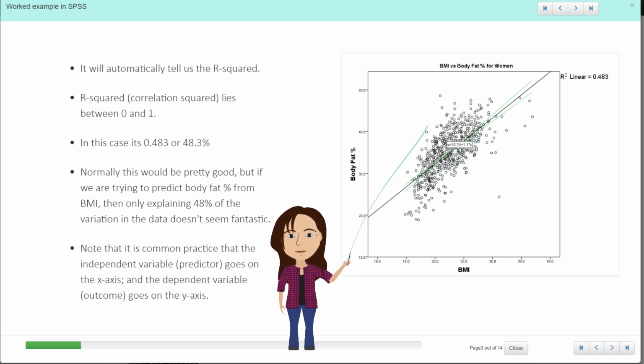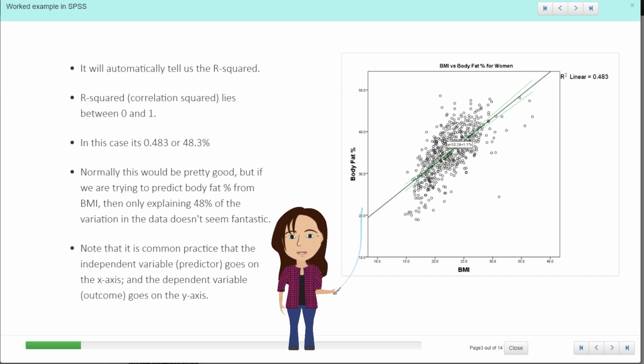But this is not a perfect relationship, and so our R squared is not close to 1, it's getting close to 50%. So normally this would be pretty good, but if we're actually trying to use BMI to predict body fat percentage, then perhaps this is not high enough.